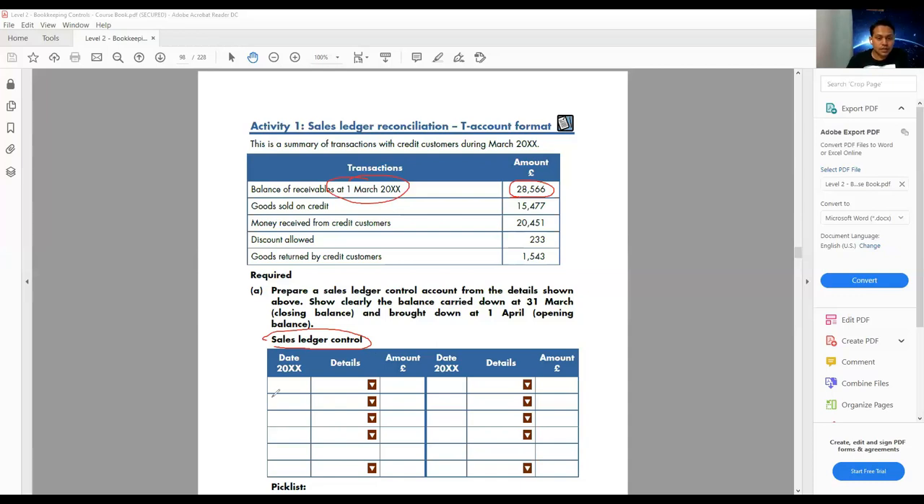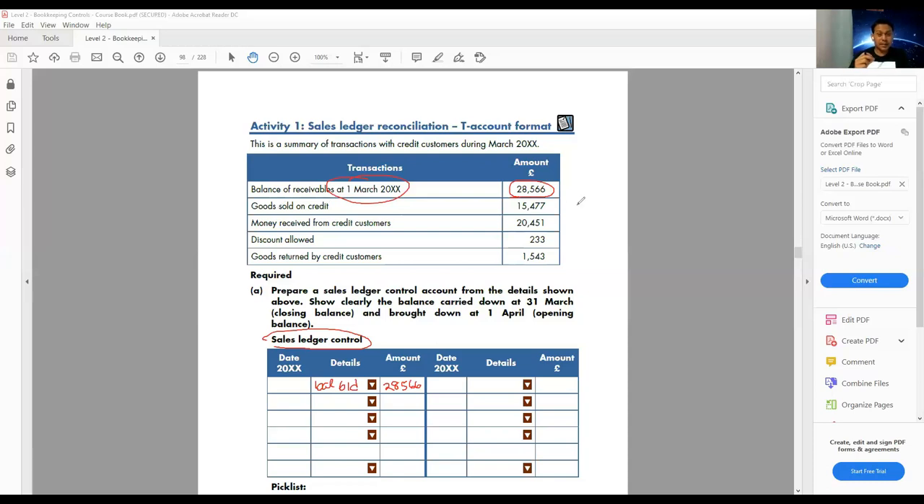So I'm going to write balance BD on this side, 28,566. All right, then the next one I have, goods sold on credit.